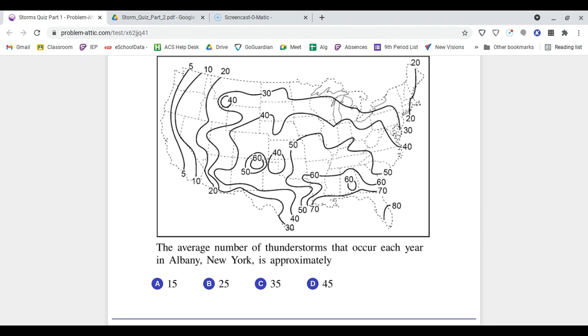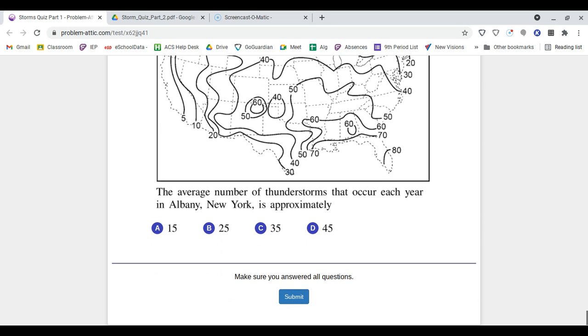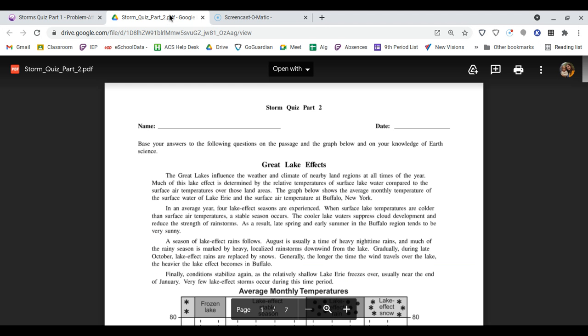15. Okay, good. Because if I'm looking at those isolines, basically, I see New York, 30 goes through New York, and then the line below it is 40, right? Yeah. So it looks like it's creeping towards that. Okay, so does that help? Okay. Go ahead and submit.